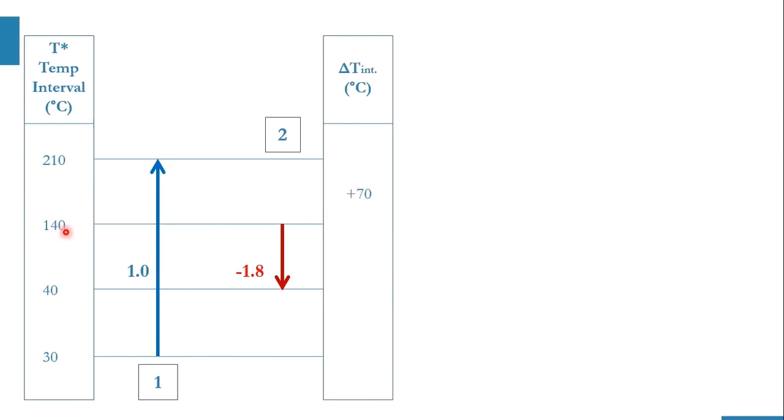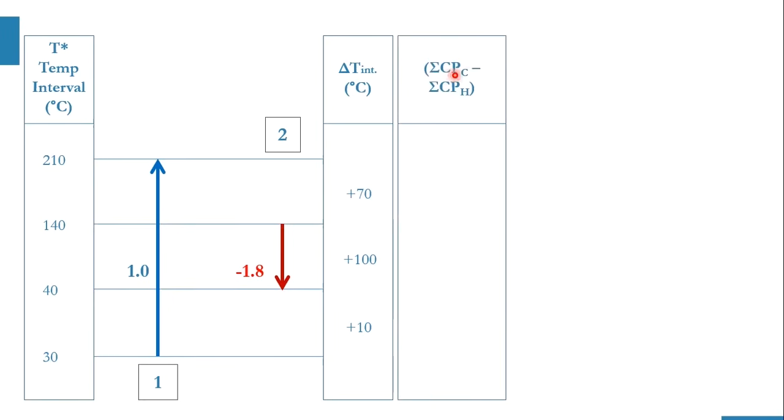The temperature interval over here is 140 minus 40, 100 degrees centigrade. And here 40 minus 30, so it is plus 10. Your next task, because we have already done this in our previous slide, but when you are solving exercises, after gaining some experience, you can start directly over here as well. Then you have to calculate the Cp of C minus Cp of H, because you know that for the calculation of delta H, these two parameters are required: Cp of C minus Cp of H multiplied by delta T interval.